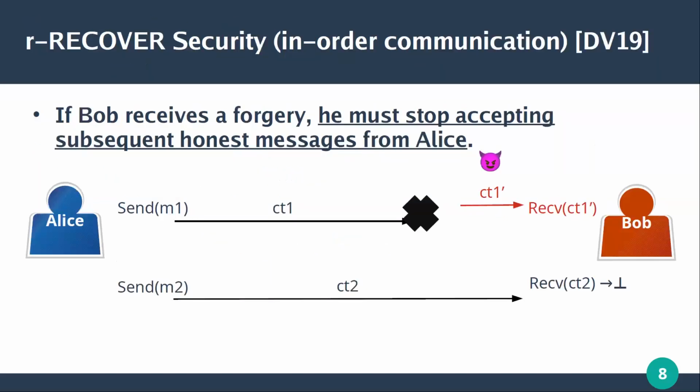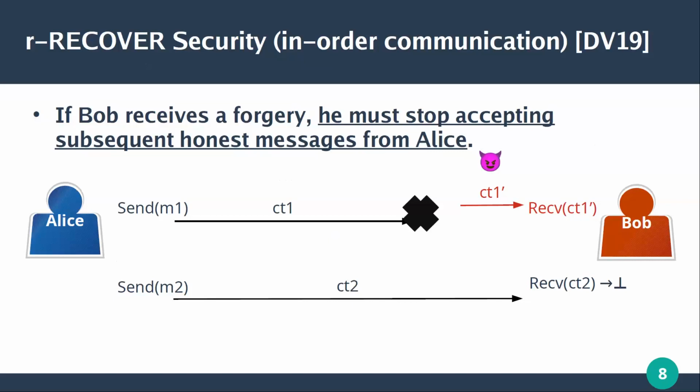Good. So in what has been done for active attack detection, it's been looked at mainly in the in-order setting, so when messages are delivered in the same order that they were sent in. Firstly, we have this R-recover notion introduced by Direct Coordinate. The idea here is that, let's say Alice is compromised, and the adversary is sending a message to Bob using the state that they have.